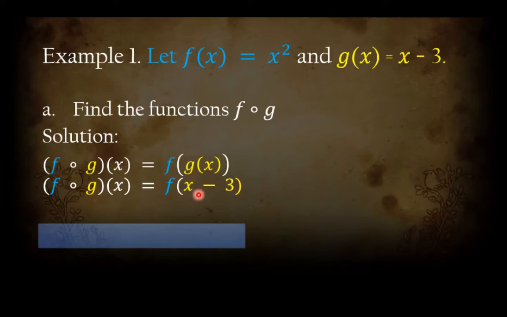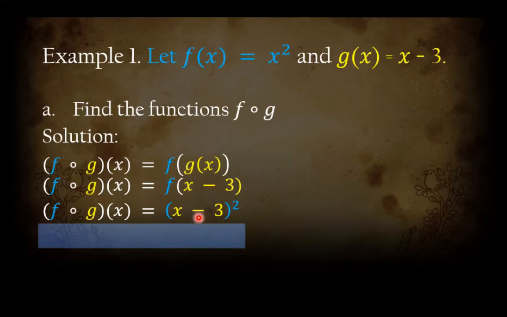Now, after the placeholder, na-place na natin dyan sa mismong function, ang gagamitin natin yung f. So, what is the f function? Ang f function is x squared. Okay? So, we will place x minus 3 dun sa x squared para magkaroon tayo ng ganito. So, itong x minus 3, since the placeholder here is x minus 3, nilagay natin sa x squared, magiging ganito siya. X minus 3 quantity squared.